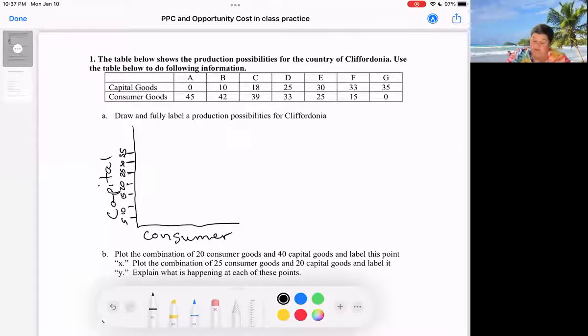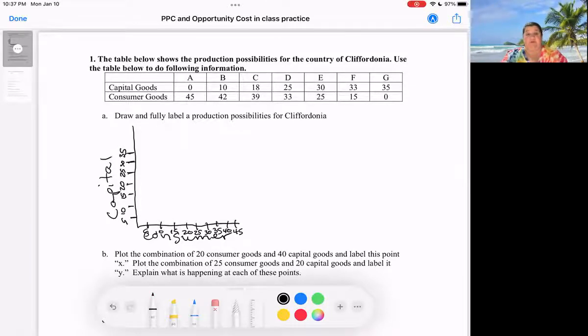Then we'll do the same on the bottom, and we need to get to 45. So I'll go by 5s: 5, 10, 15, 20, 25, 30, 35, 40, 45. And label them out. If at any point I'm going too fast, just pause the video to do it on your paper, and then you can keep working.